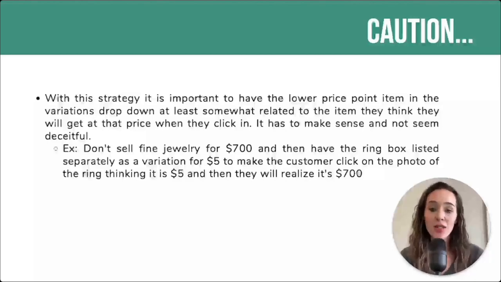Like for example, do not sell fine jewelry. Maybe this is a $700 ring, and then you have the ring box listed separately within the listing. Maybe you have a variation titled items, and then they could buy the ring box separately for $5, and then the ring for $700. When the customer is scrolling on the page of rings, they're going to see $5 under your ring, and they're going to click in thinking that ring might be $5, and then they'll realize it's $700. That's just going to make people really mad.